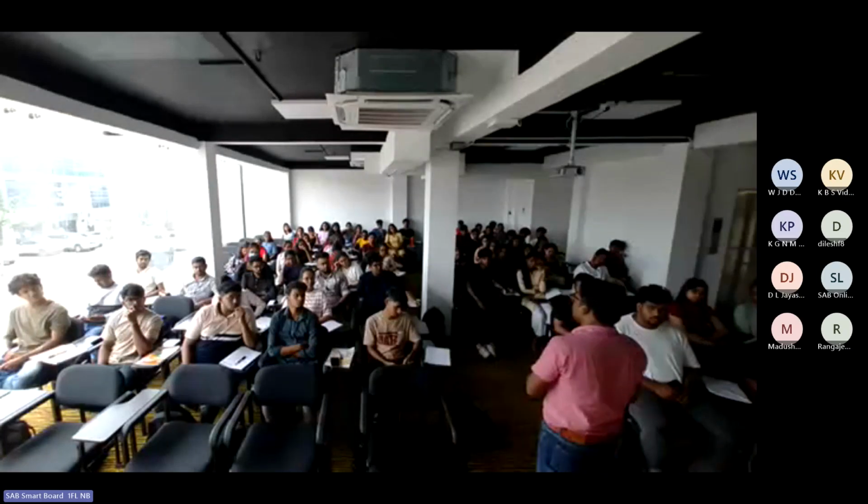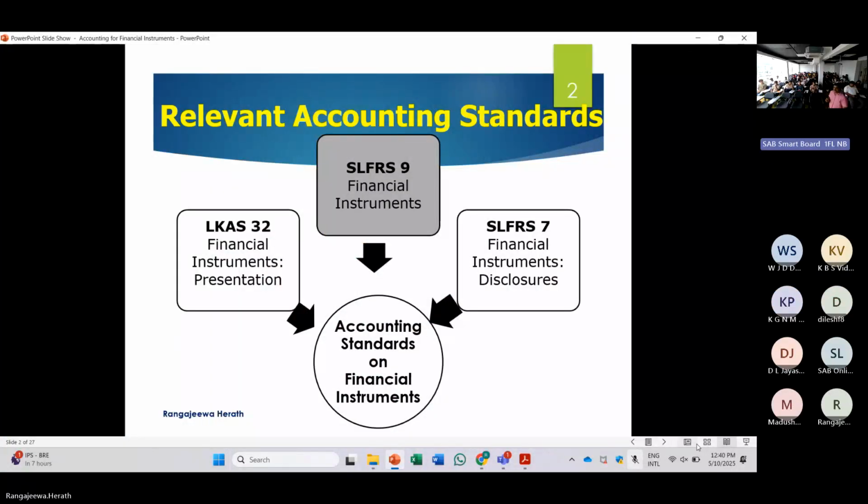Measurement, presentation, disclosure. But here, LKS 32 covers presentation of financial instruments. SLFRS 7 covers disclosures of financial instruments. The rest, mainly recognition, measurement, definition, are covered by SLFRS 9. So three standards there cover financial instruments.